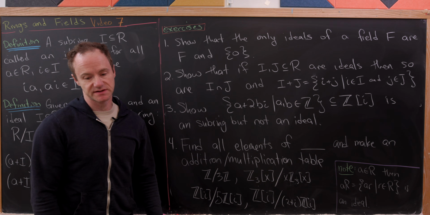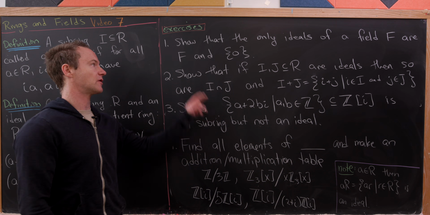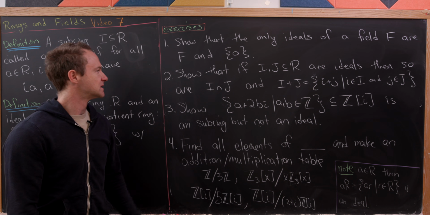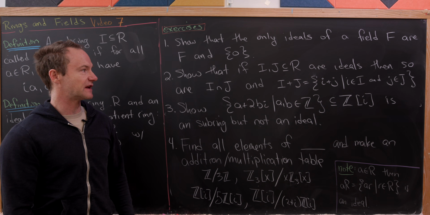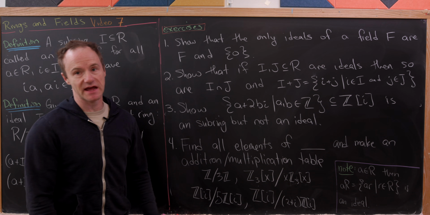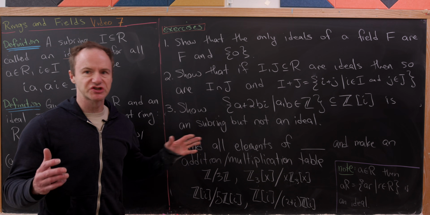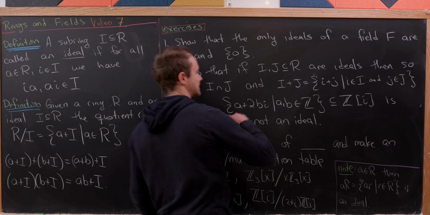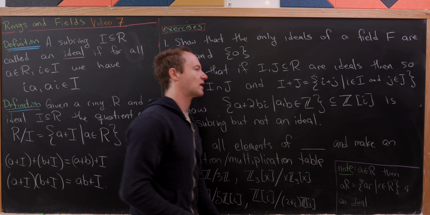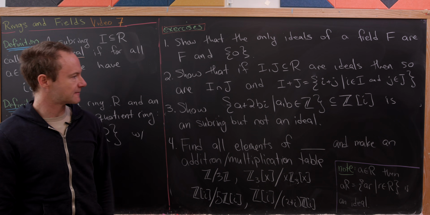Here's some nice exercises. The first is to show that the only ideals of a field F are the whole field and then just the 0 element. So next, let's show that if I and J are ideals, then so is the intersection of I and J and the sum of I and J. Let's just note that the sum of I and J, I plus J, is going to be the set of everything of the form little i plus little j, where little i is in the ideal I and little j is in the ideal J.